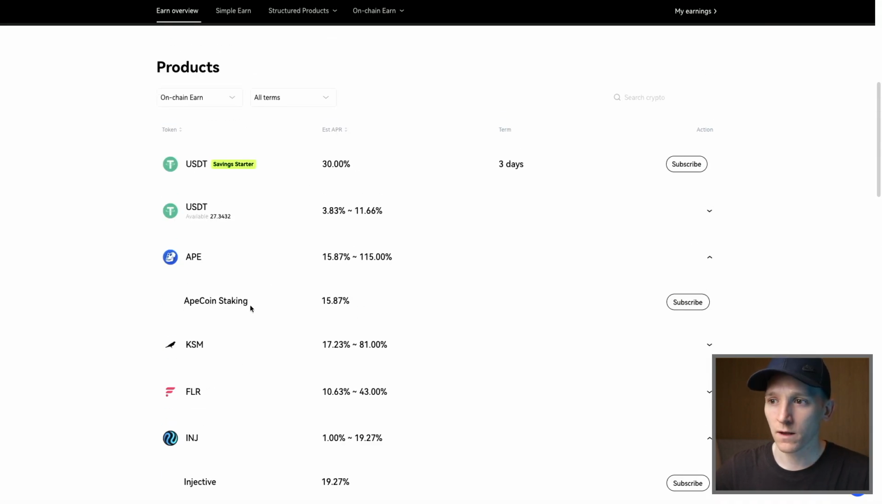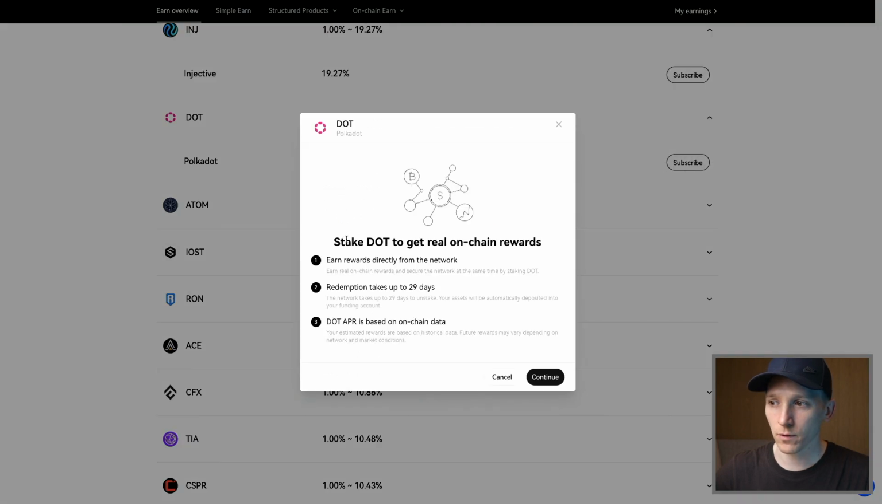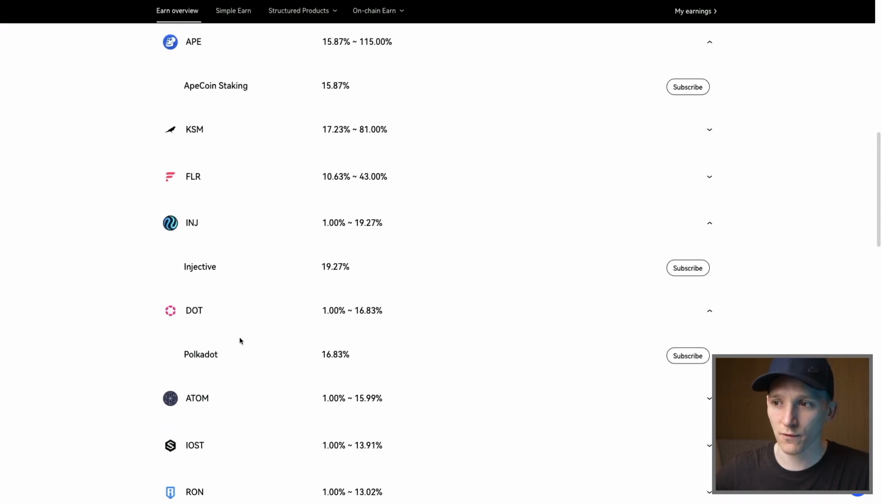and then be able to move them around or trade them. If we look at some other coins here like Polkadot, again, you can go and subscribe on that blockchain. Stake DOT to get real on-chain rewards. Redemption takes 29 days, which is a long time, right? So if you're staking here and you want to unlock, it's going to take you a whole month to unlock. Now, there are some ways around that on the blockchain, but we won't get into that in this video. Essentially, if you're using OKX, it's going to take a long time to unlock. So just consider whether you want to lock up your funds or not.